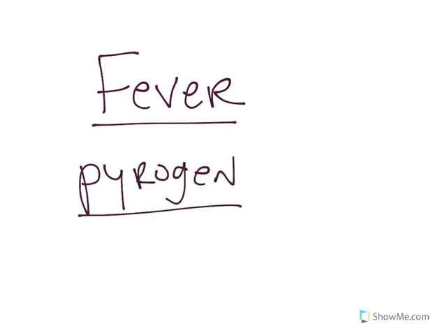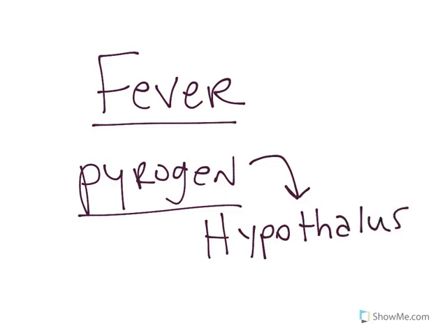So pyrogen is a hormone that's going to travel around the bloodstream, but the only place it's going to act is on the hypothalamus. If you recall from Anatomy 1, the hypothalamus is the body's thermostat. So when the pyrogen hits the hypothalamus, the body temperature will rise. And there's benefits to a fever.